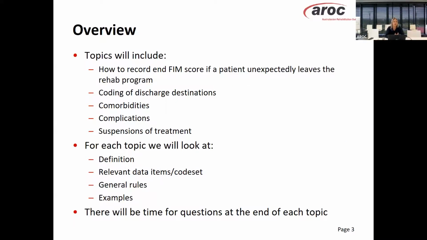Okay, so today we're going to cover a few different topics. We're going to look at first how to record the end-FIM score if a patient unexpectedly leaves the rehab program. Then we'll be looking at the coding of discharge destinations, comorbidities and complications, and then to finish off we'll be looking at suspensions of the rehab treatment. For each of those topics we'll go over a definition, look at the relevant data items and code set, a couple of general rules and then some examples. And as I said before, we'll be pausing at the end of each topic just to allow if anyone has any questions or issues they want to go over.